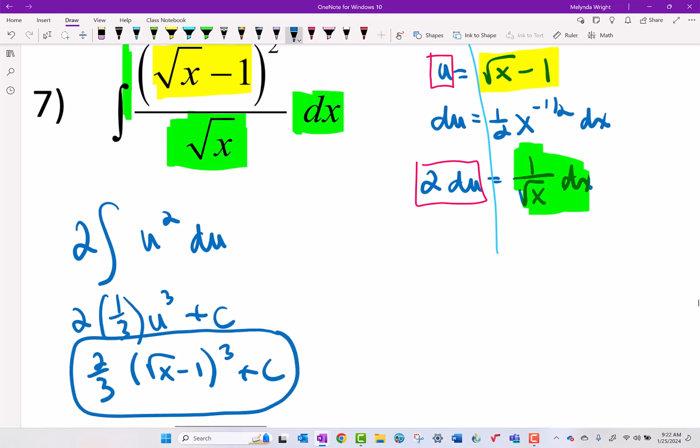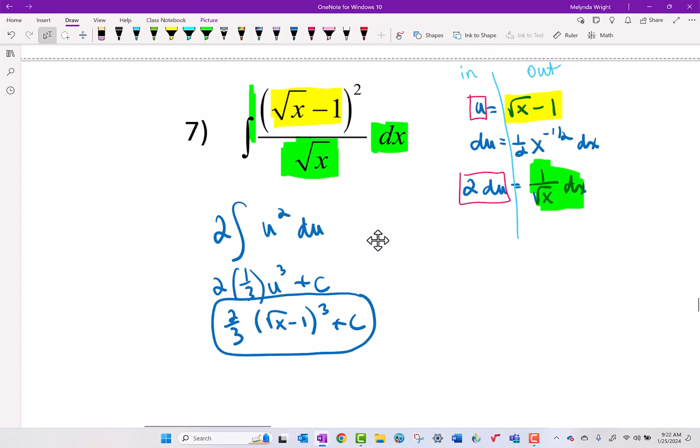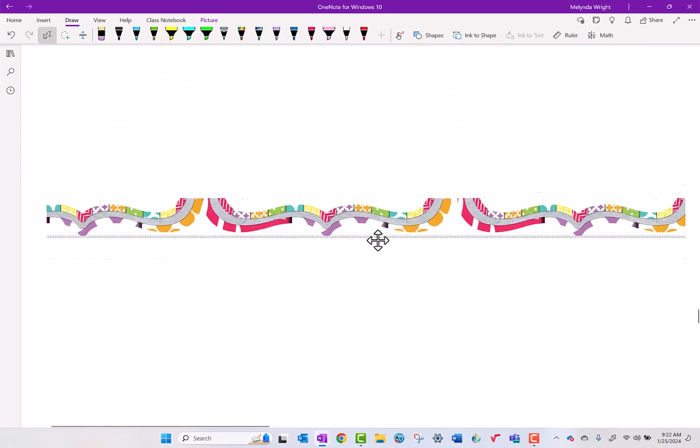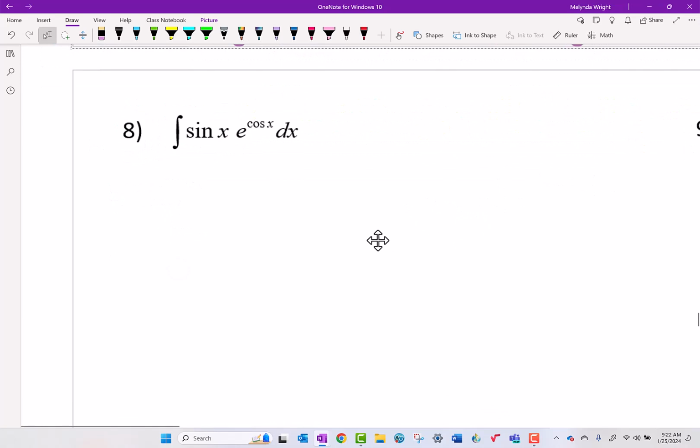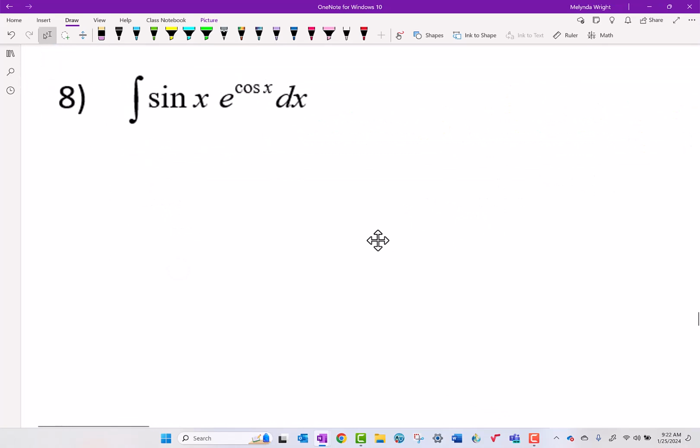Okay, how are we doing? Are we getting the hang of this u sub business? I have 2 more examples. Questions? Okay, let's go. We've got 2 more examples. Let's work this one.